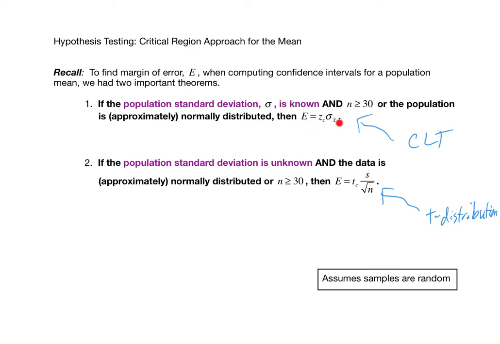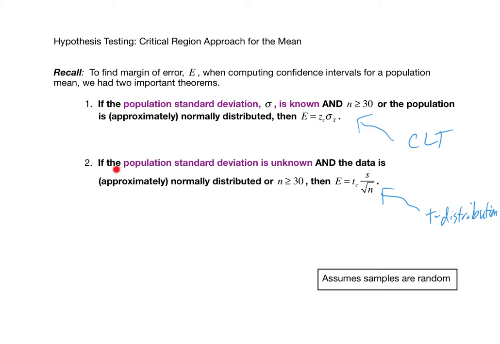So use the standard normal distribution as part of our computation for the margin of error when computing confidence intervals if the population standard deviation sigma was known and one of these two things had to be true. n had to be greater than or equal to 30 or the population had to be approximately normally distributed. So you have sigma known, and then you have one of these two things. Either n is greater than or equal to 30, the sample size is greater than or equal to 30, or the population was normally distributed or approximately normally distributed. In that case, we use this formula, we use the standard normal distribution to get the critical value z sub c.